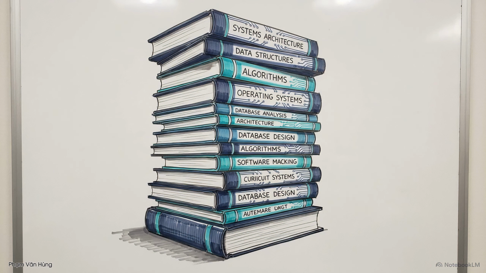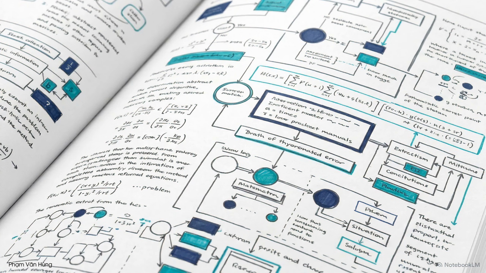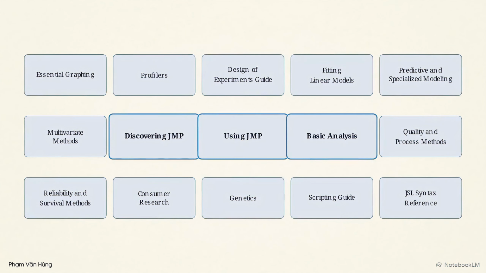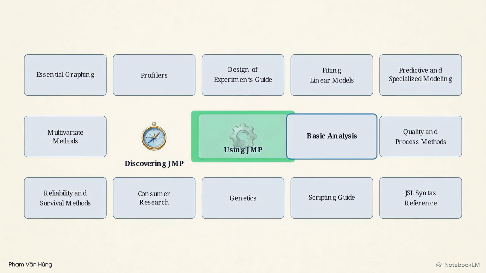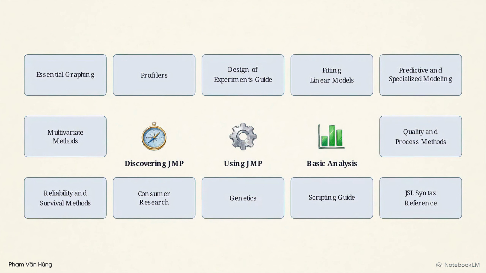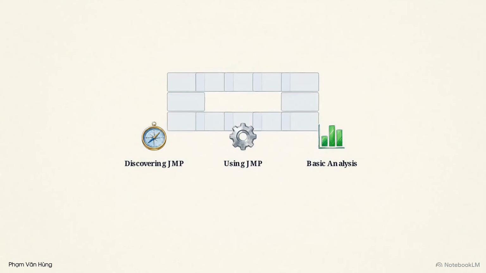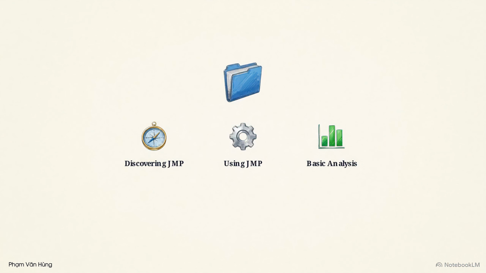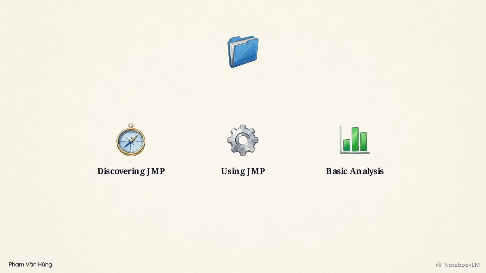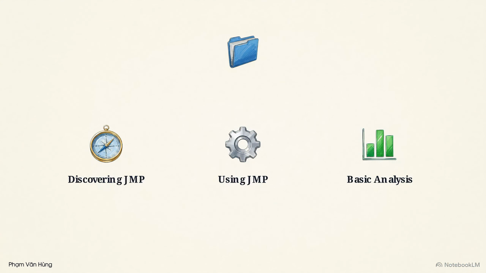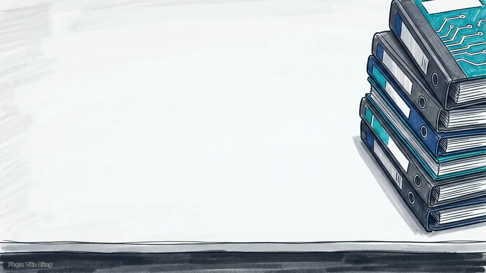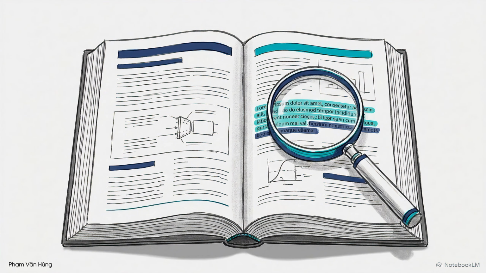That documentation library contains 15 specialized manuals. It is highly detailed, but for a beginner, it can quickly become overwhelming. This chart breaks down the hierarchy. Start with the core triad: discovering JMP for basics, using JMP for data operations, and basic analysis for statistics. The other 12 specialized manuals, like profilers and predictive modeling, only need to be referenced for specific analytical problems. Success in JMP does not require reading 15 manuals cover to cover. It requires knowing exactly which single reference book holds the solution to your current problem.